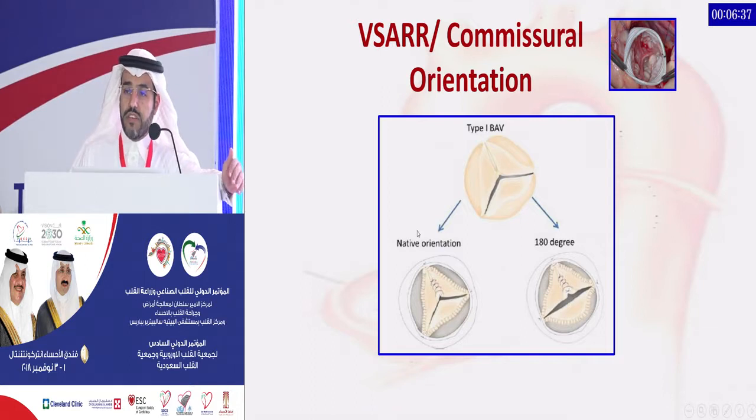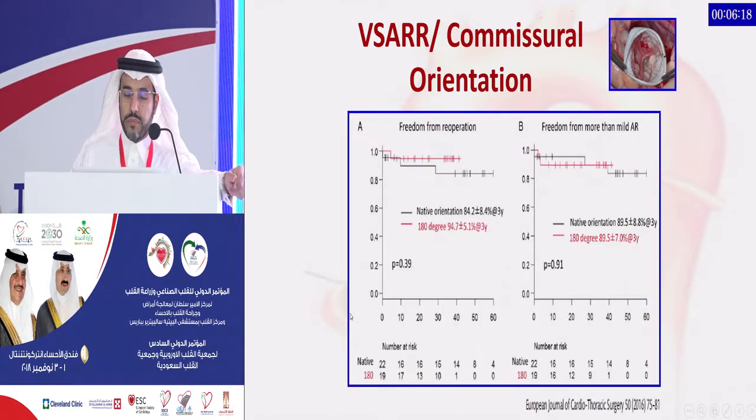If the reference leaflet is higher than the other leaflet, then you have to adjust the native orientation by bringing the reference leaflet commissures close to each other. If you have a very good competent valve with the 180 orientation and both leaflets are at the same level, then keep them at 180 to simulate the type 0 bicuspid valve.